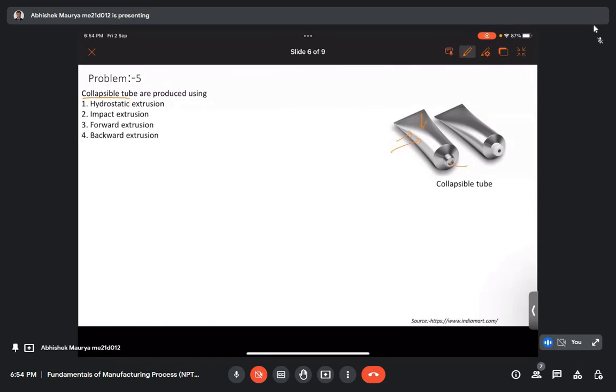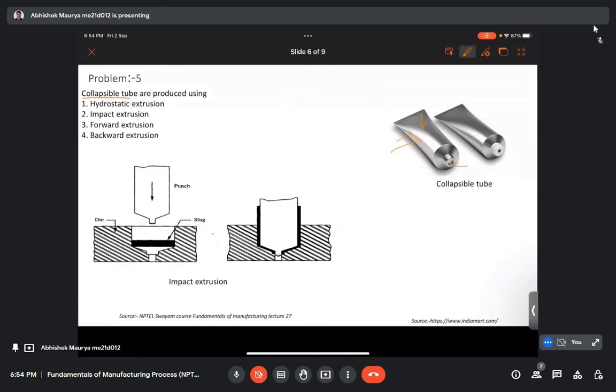So these are collapsible tubes, and how are they manufactured? If you have gone through the lecture, there was a process called impact extrusion. This is the process from which this kind of tube is made. The major thing about this tube is that the wall thickness is very small, very small wall thickness.